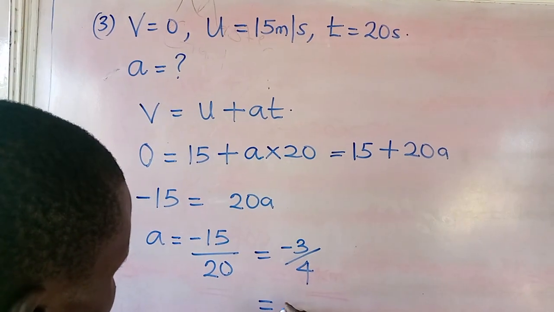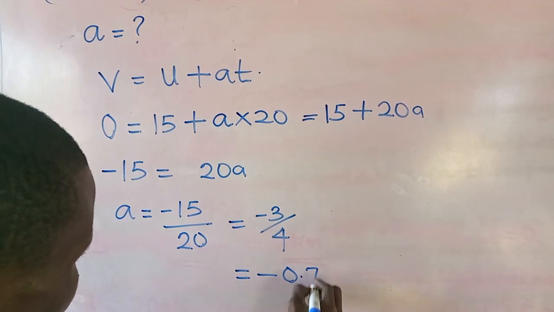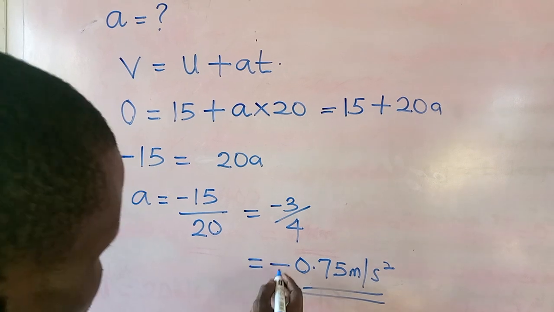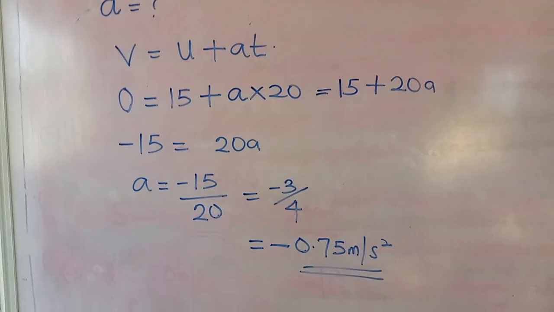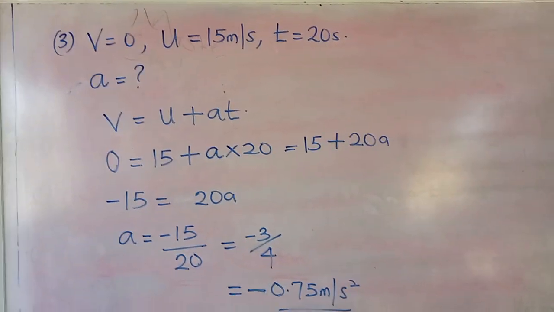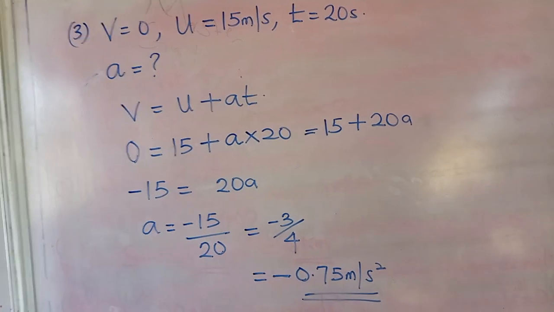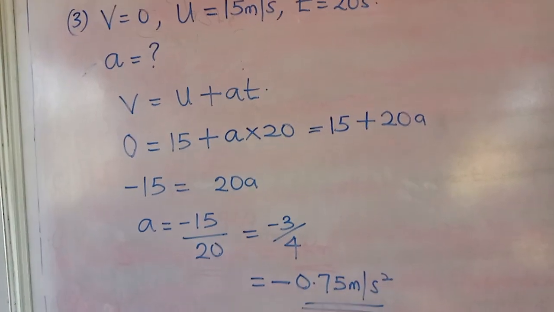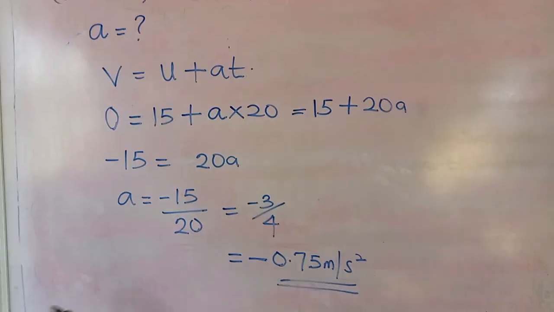And that's the same thing as minus 0.75 meters per second squared. That's deceleration. So it's minus because we have been asked to find its deceleration. That's why it's minus. You can see from the question, it's minus itself. That's retardation. I hope it's clear. Alright, the last question there.